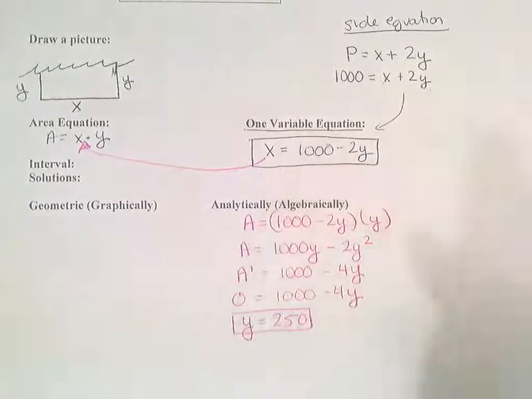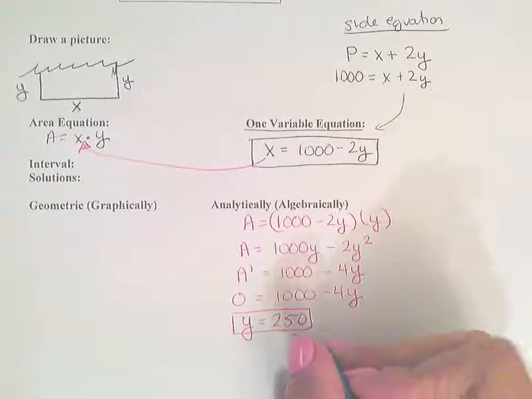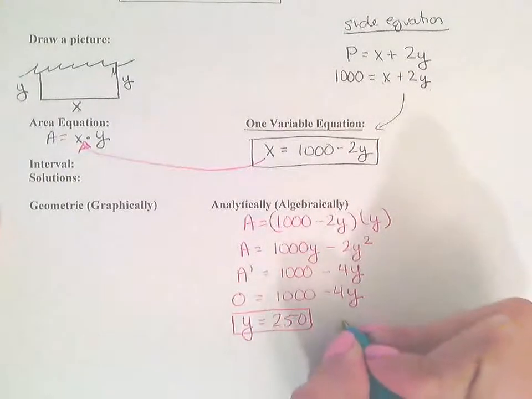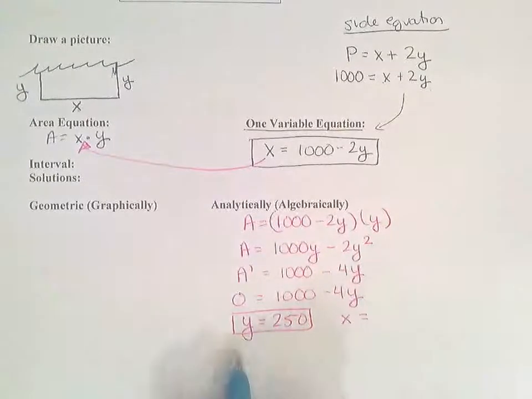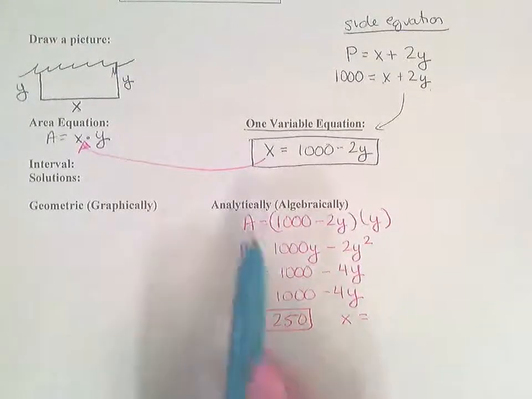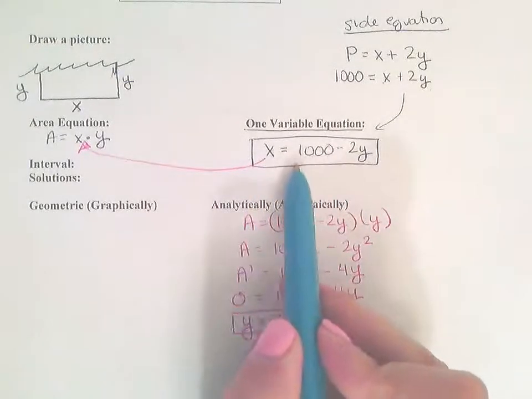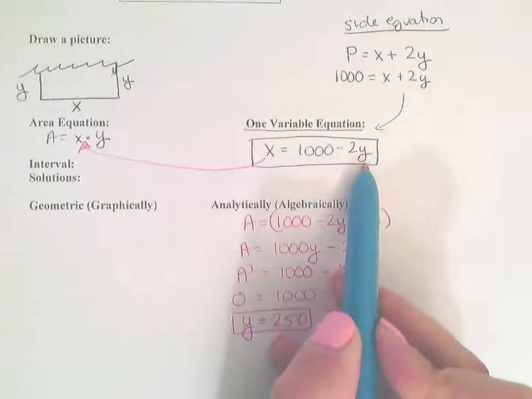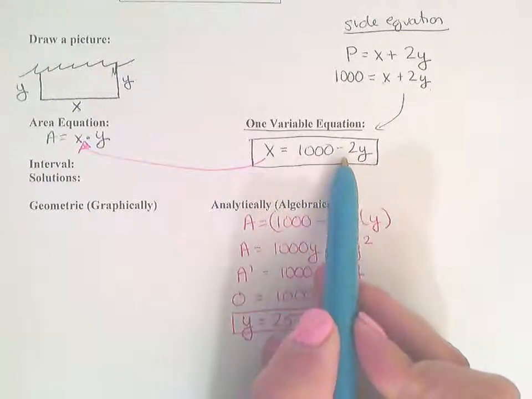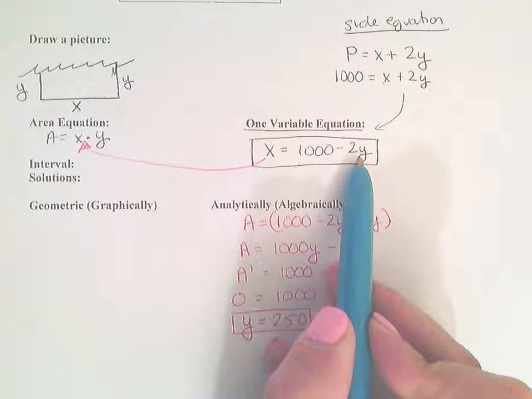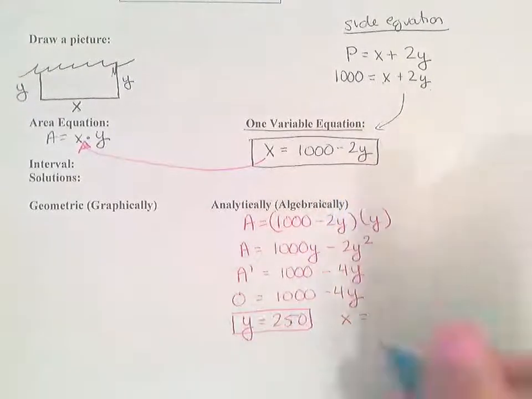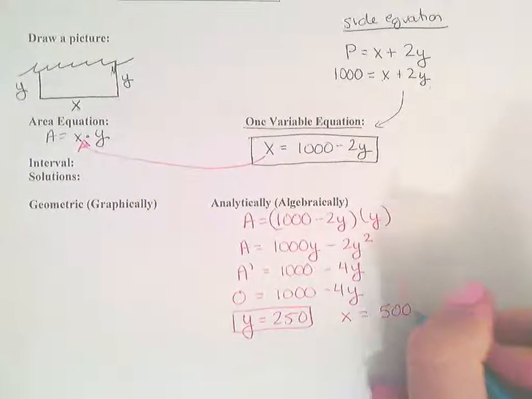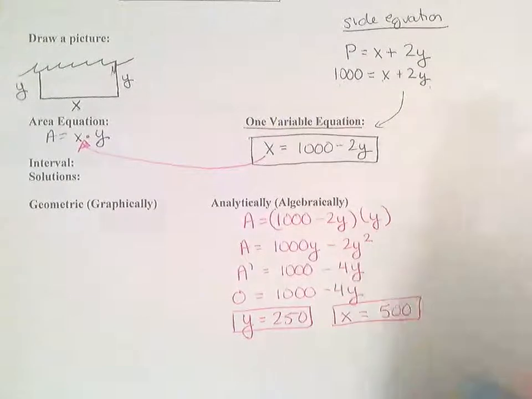So if y equals 250, what is x? Remember, we solved for x in the one variable equation, so I'm going to plug that 250 into this equation. So 1,000 minus 2 times 250, which is 500. So x is going to be 500. All right.